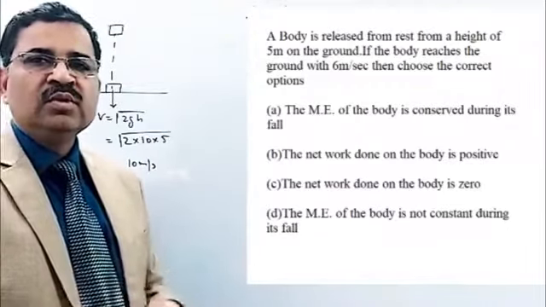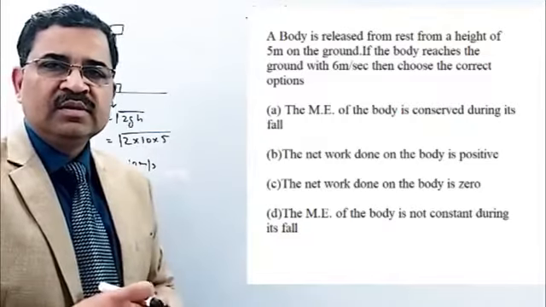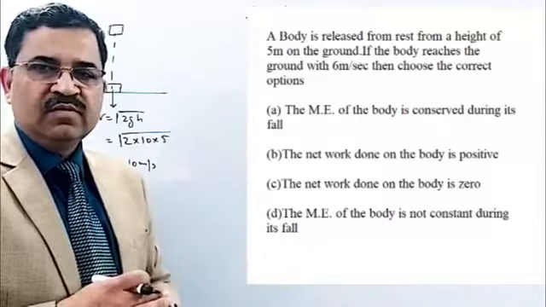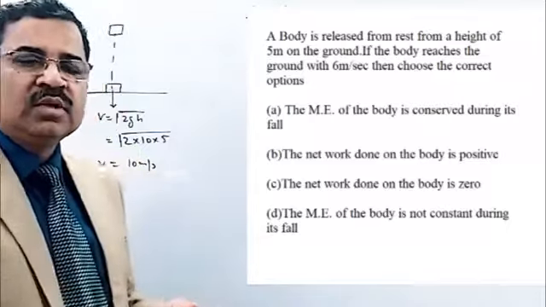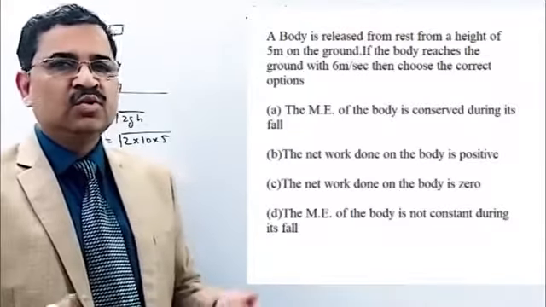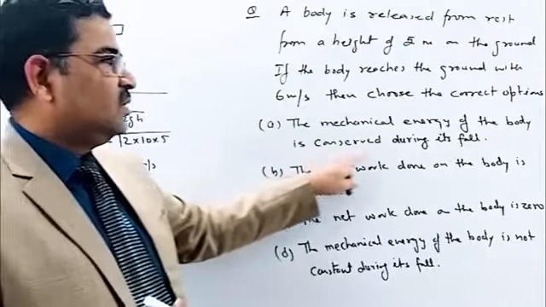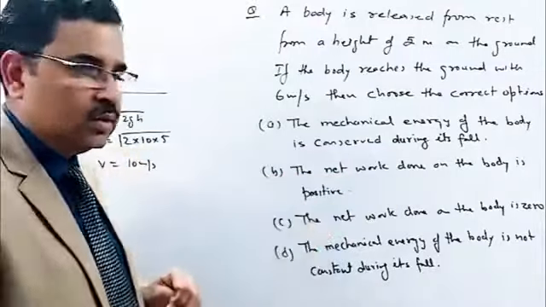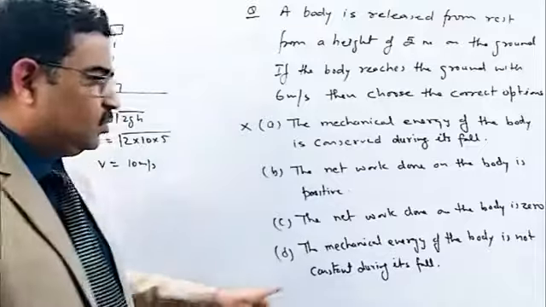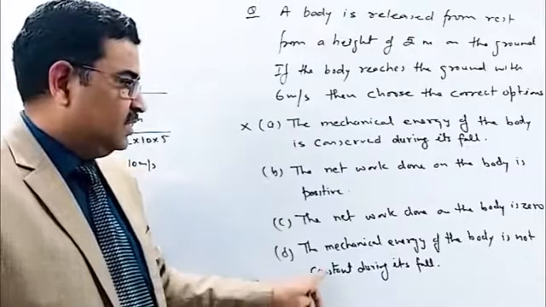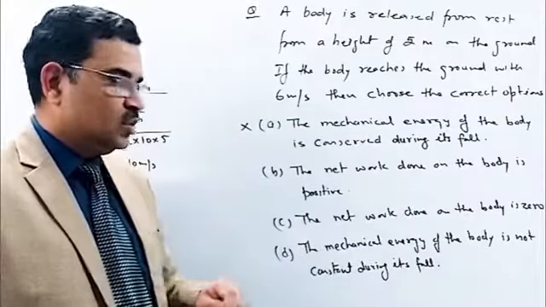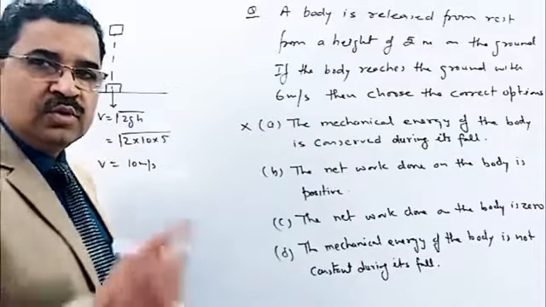So ये चीज ये शो कर रही है कि there must be some loss in kinetic energy. Now who is producing this loss? So it must be the air resistance, and that is a non-conservative force. And then in the presence of a non-conservative force, the mechanical energy should not be conserved. So the first option, that the mechanical energy of the body is conserved during its fall, this becomes wrong. Whereas the fourth option becomes right, which says that the mechanical energy of the body is not constant during its fall. So this is correct.